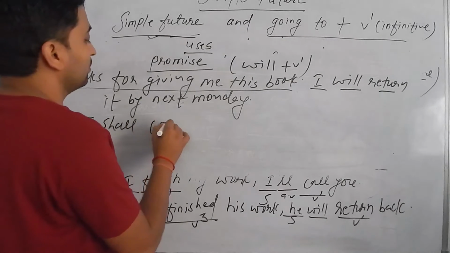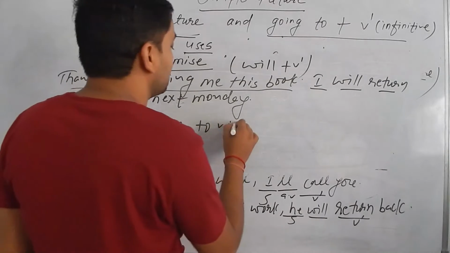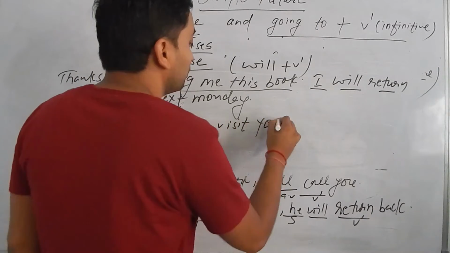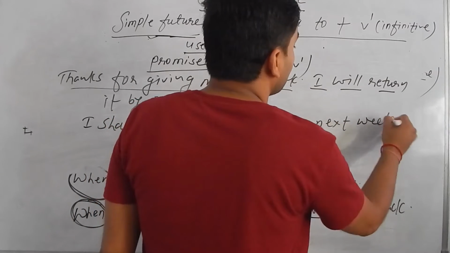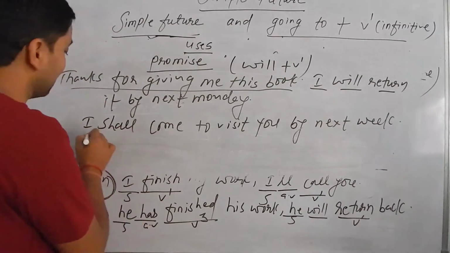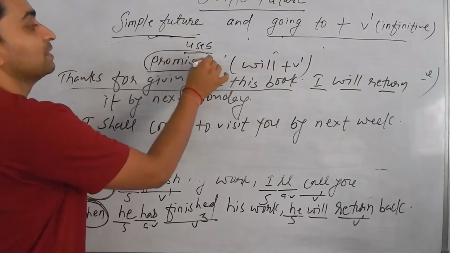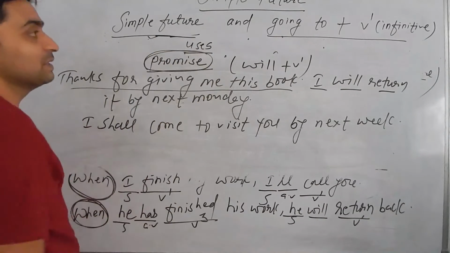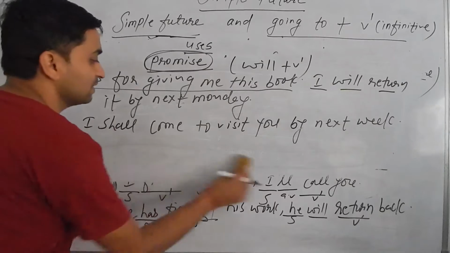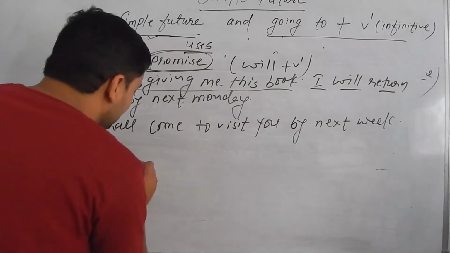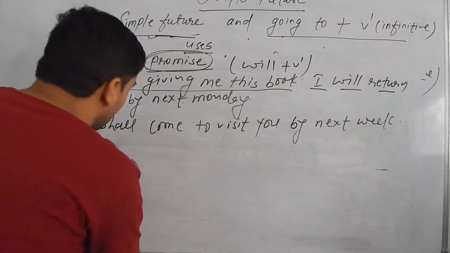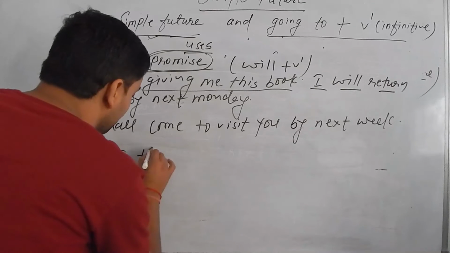Similarly, see another example. I shall come to visit you by next week. So here also it gives the glimpse of what? Promise. So even to show a promise, simple future tense is used. Now the next use is what? In this kind of structure also simple future is used.